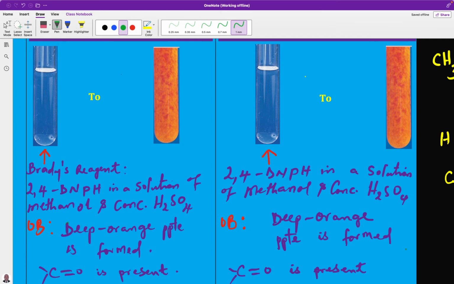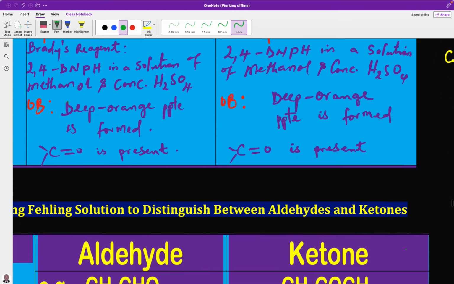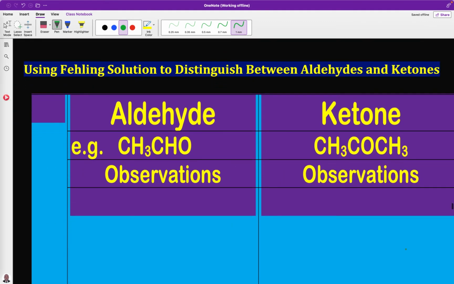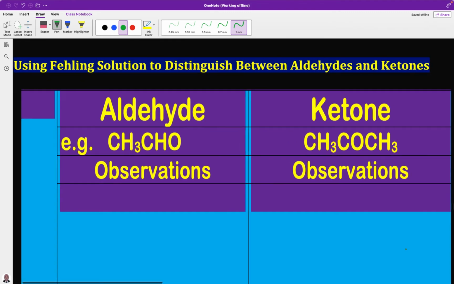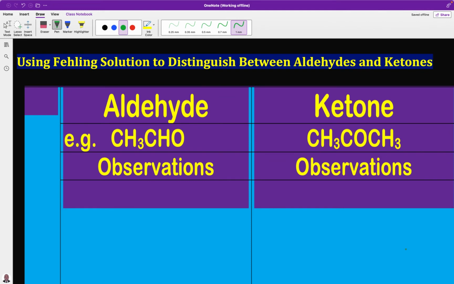So now we will go into the second test, which will be Fehling solution. Using Fehling solution to distinguish between aldehyde and ketones. You'll see what happens. Our aldehyde, as I said, is ethanol, and the other one is acetone or propanone.